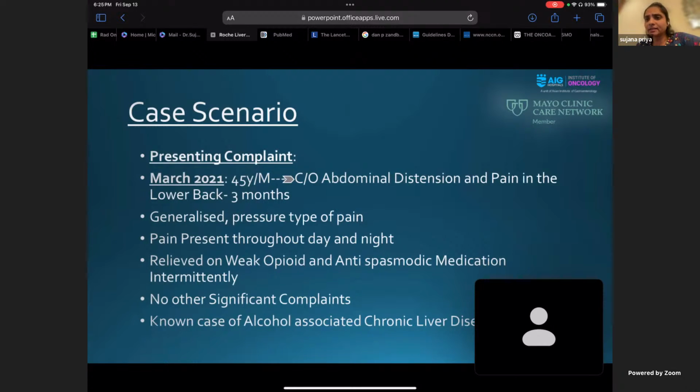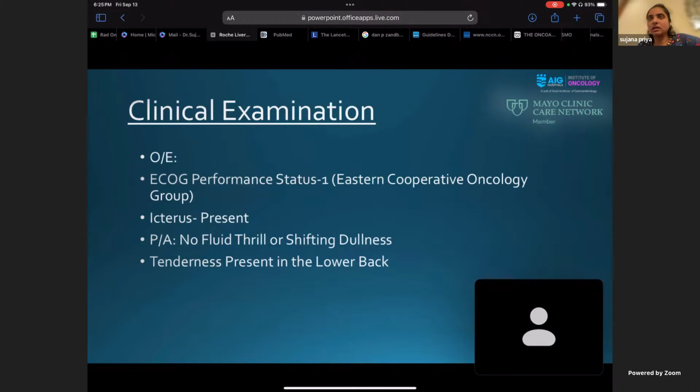So let's look at a case scenario wherein the patient presented with abdominal distension. He's just 45 years old, with generalized pain, and is also a known alcoholic with CLD. The pain was being relieved by opioid and antispasmodic medication, and his performance status at presentation was 1. There was slight tenderness.